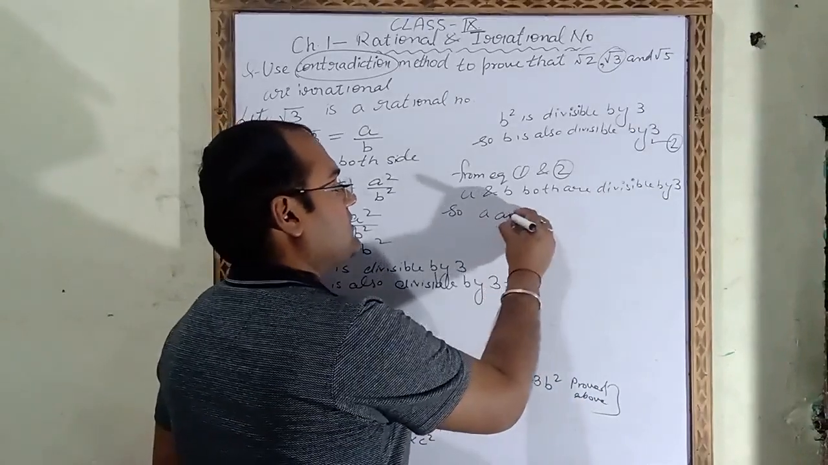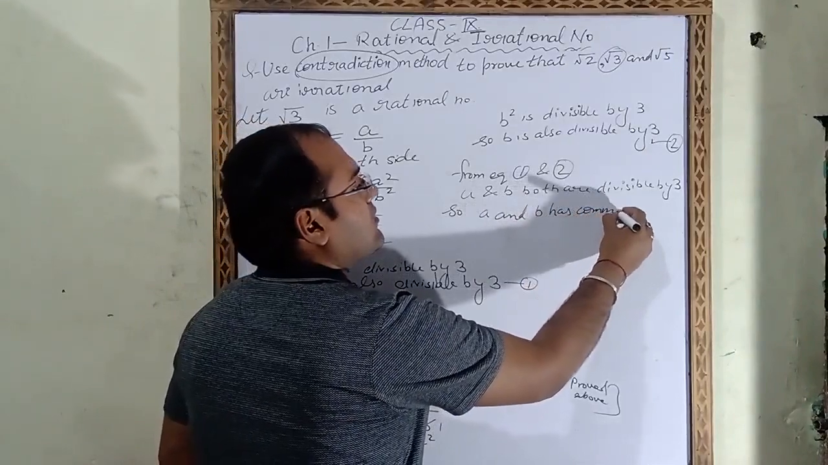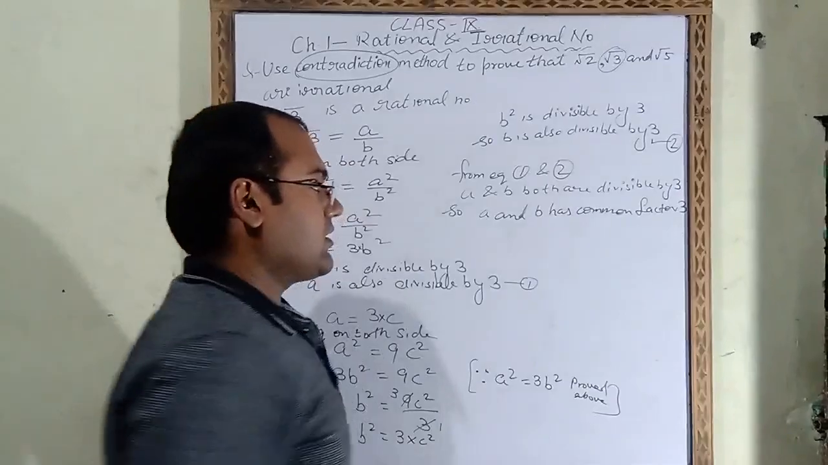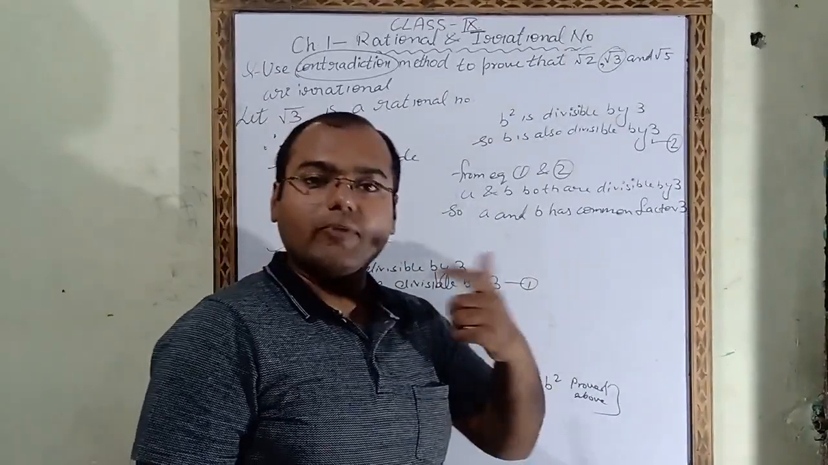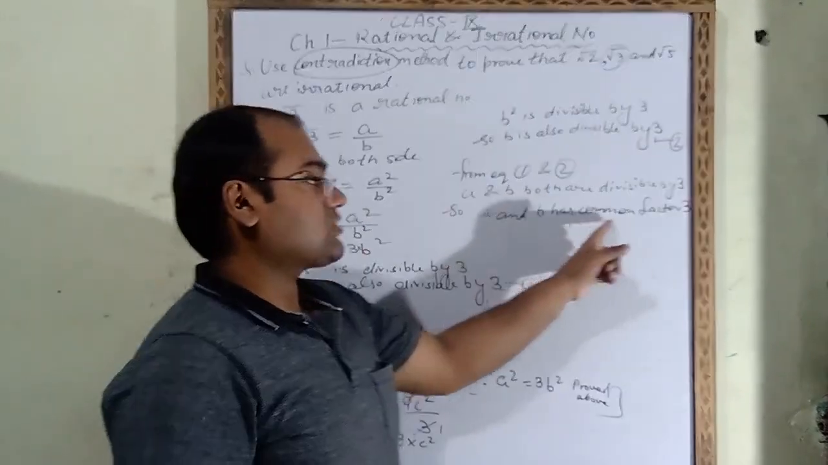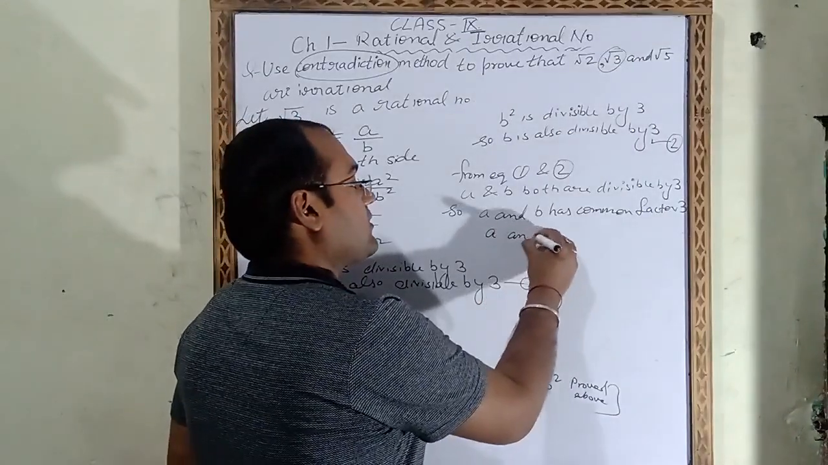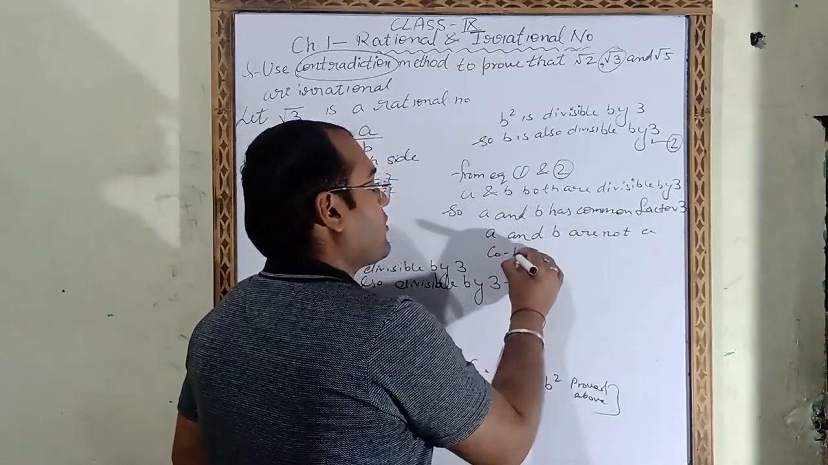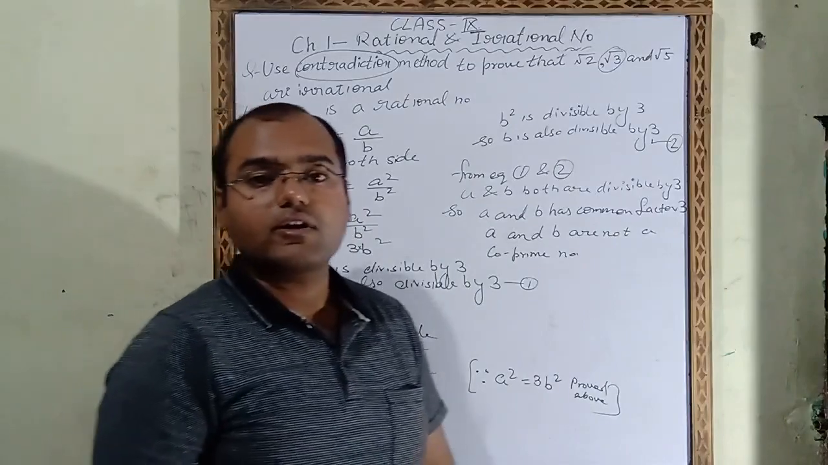So A and B have common factor 3. A and B both are divisible by 3. So we can say A and B have common factor 3. And A and B have common factor 3. So we can say that A and B are not co-prime numbers.